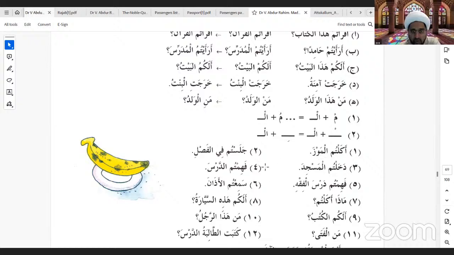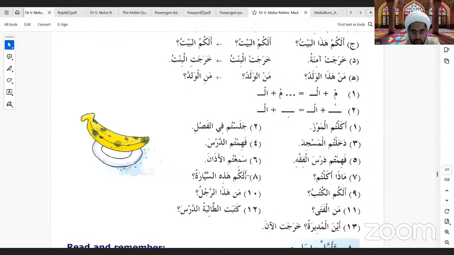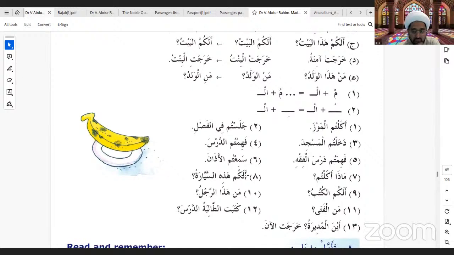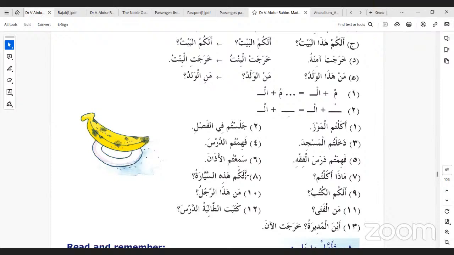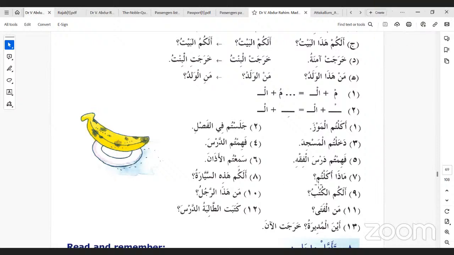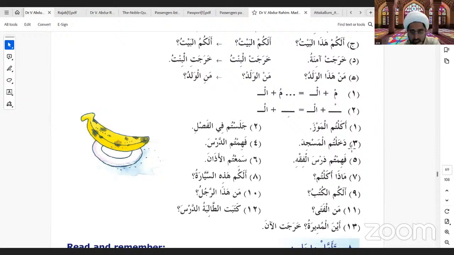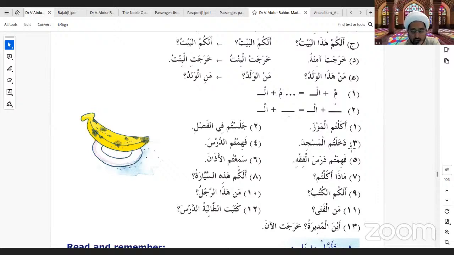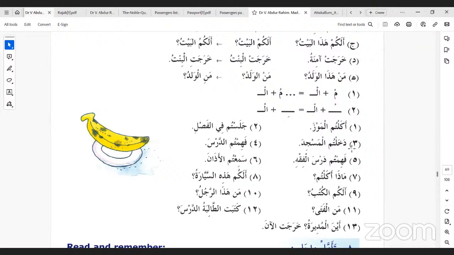Number 3 and 4. جلستم في الفصل. Translation. Are you sitting in the classroom? No, past tense. You sat in the classroom. Okay, that's the past. Number 3. دخلتم المسجد. Excellent. Is it a sentence, not a question? Dakhaltumul masjida. You entered the mosque.